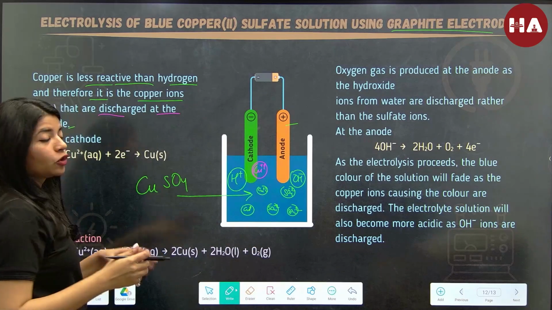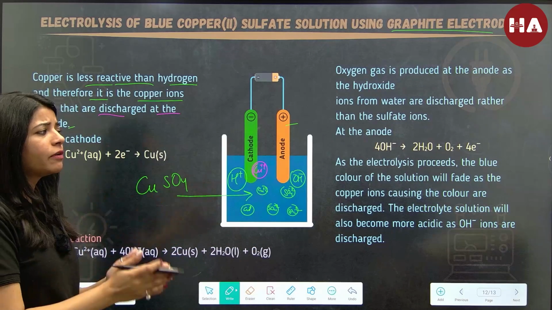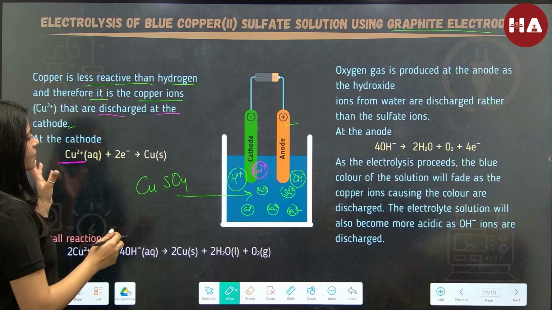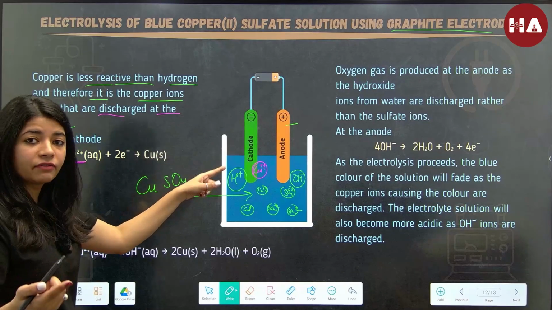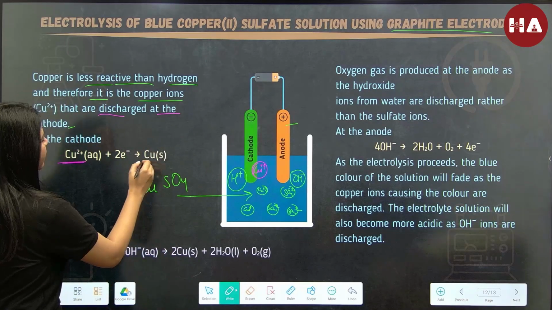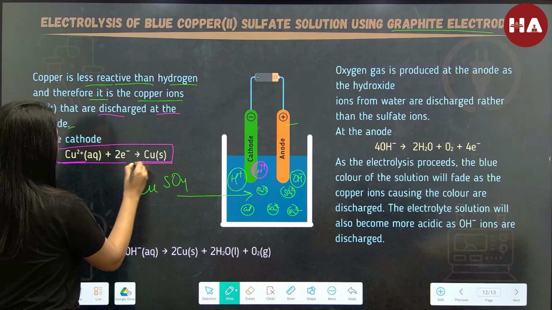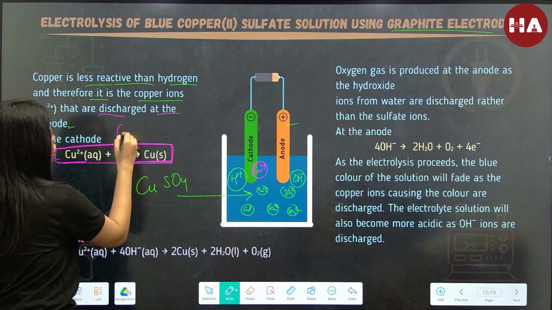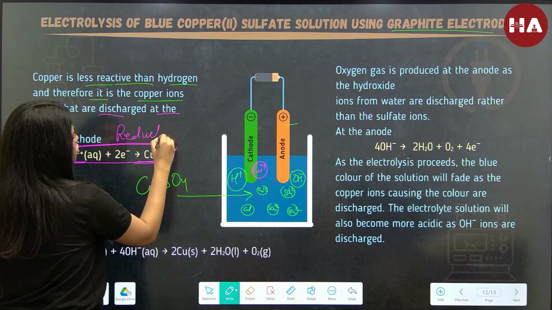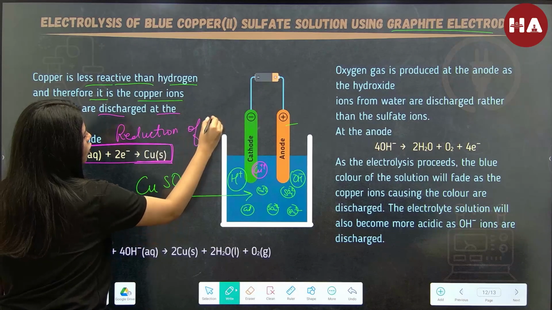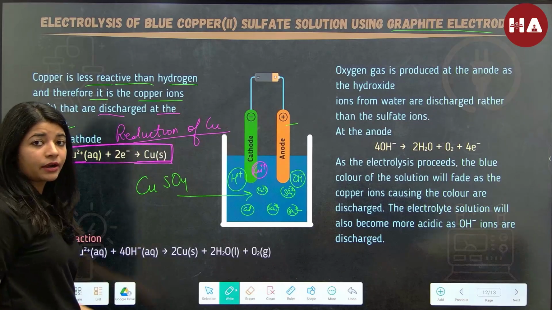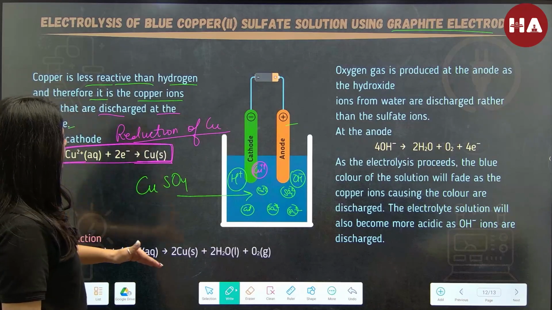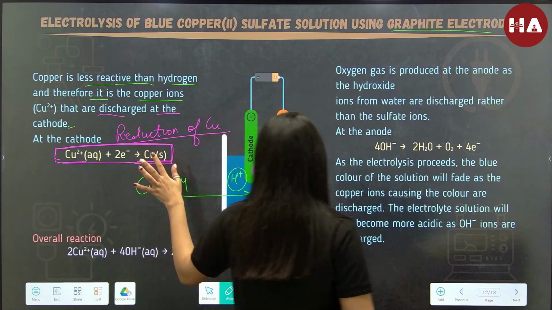Okay, at the cathode. Now what is the reaction taking place at the cathode, or what will be the cathode half reaction? So copper gains electron, because the cathode is the negative electrode. It will gain electron and become neutral copper. This is the cathode half reaction. It is gaining electron, basically reduction of copper will take place, not hydrogen. Remember this, because copper lies below hydrogen in the reactivity series.